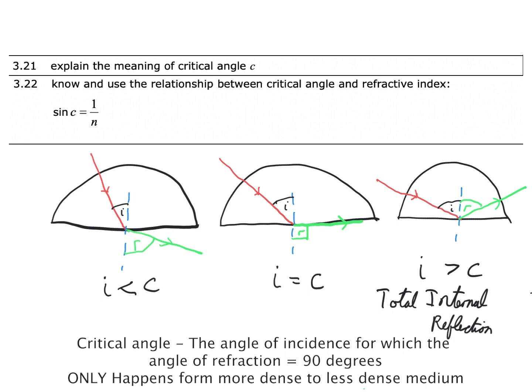And then we have this equation, sine C equals 1 over n. And I can rearrange this for n equals 1 over sine C. This means the greater the value of n, the smaller the critical angle. Therefore, the larger the refractive index, the more likely light is to get trapped inside. And this is why something like diamond with a high refractive index of about 2.4 is really sparkly, because there is light trapped inside of it because there's loads of total internal reflection occurring.